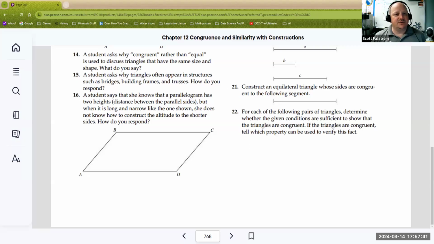A student says she knows a parallelogram has two heights. That's the distance between the parallel sides. But when it's long and narrow, she does not know how to construct the altitude to the shorter sides. How do you respond?